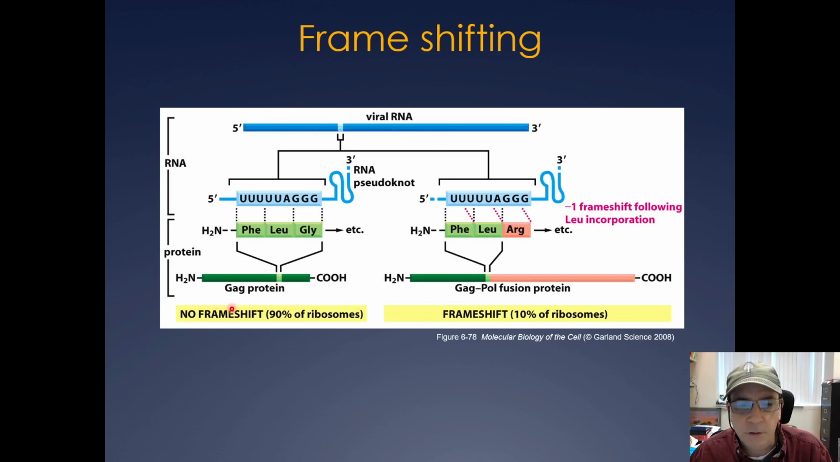In HIV, there's this protein called GAG, and it will be read in one frame. Then occasionally there'll be a frame shift to make a GAG-pol fusion protein, which is also used by the virus. 90% of the time there's no frame shift, but occasionally there is, producing this GAG-pol fusion protein. Like I said, viruses use this. It's not clear how much the coronavirus is using frame shifting, but I'm sure that it does as well.